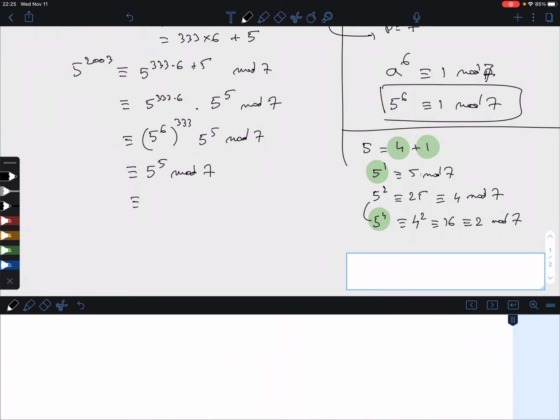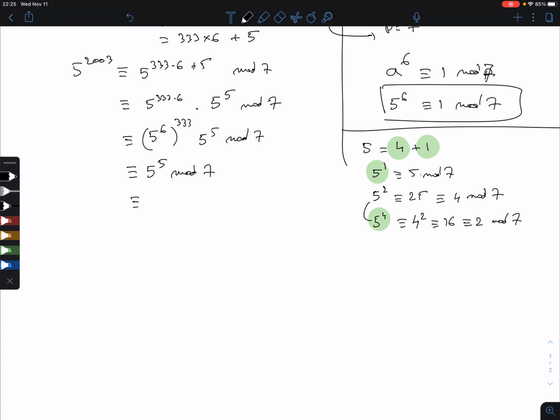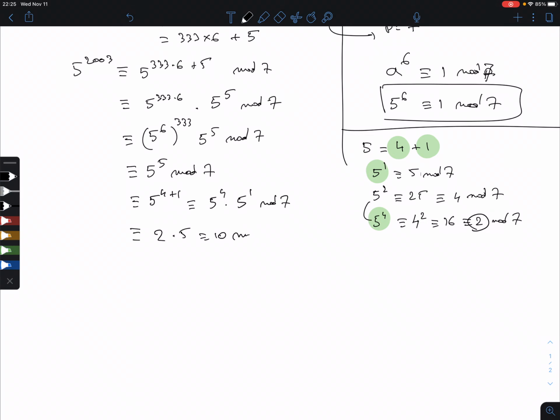So remember, we write this, we split it this way, and then we say this is 5 to the 4 times 5 to the 1 mod 7. Okay, I'm writing it all out. Of course, you don't need to write all these things out once you know how the method works, and in the next examples I'll go quicker. So what we have now, 5 to the 4th, that is 2. 5 is just 5, so this is 10 mod 7, which is just 3.